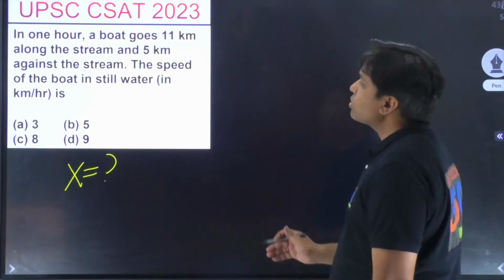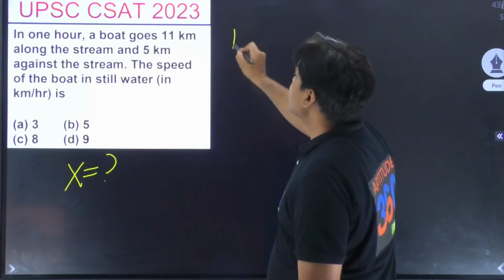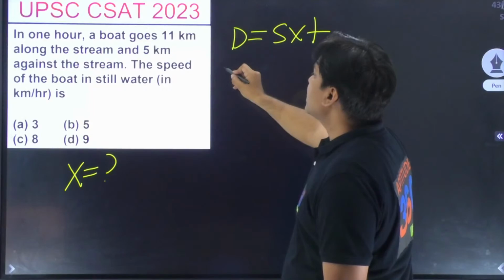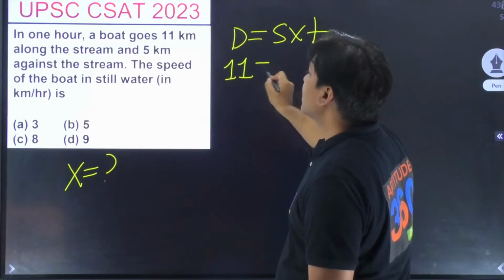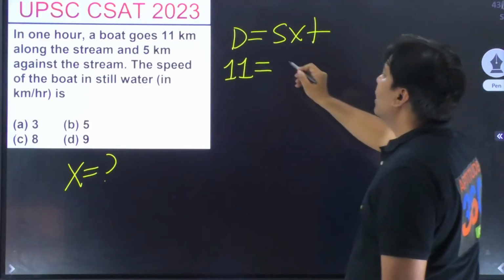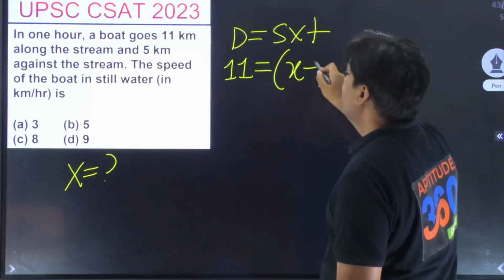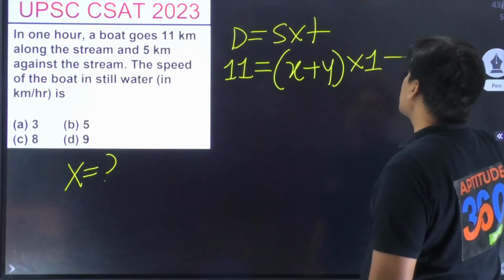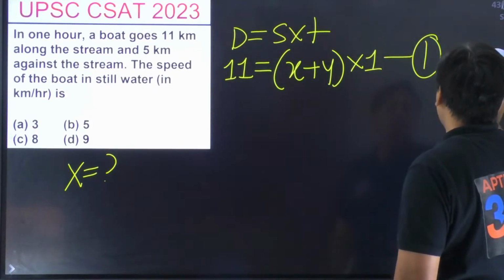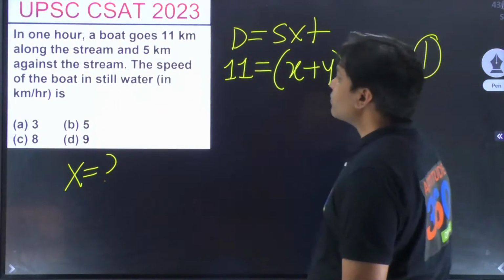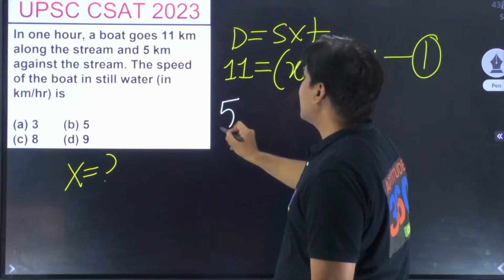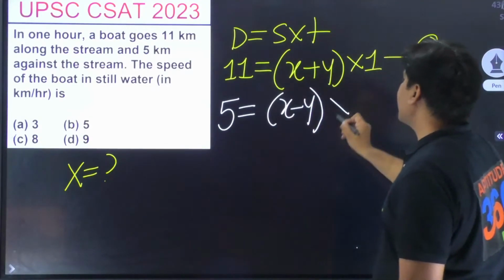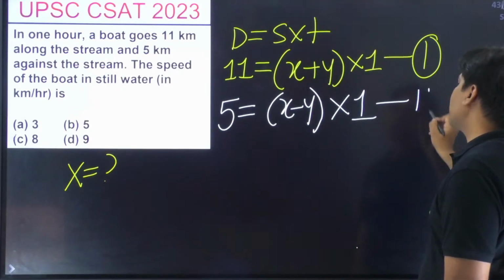So in 1 hour the boat goes 11. So distance is equal to speed into time, I would write. What is the total distance? It is 11. And speed is x plus y in 1 hour. So this is equation number 1. What is equation number 2? 5 kilometers against the stream, it is x minus y, again in 1 hour. So this is your equation number 2.